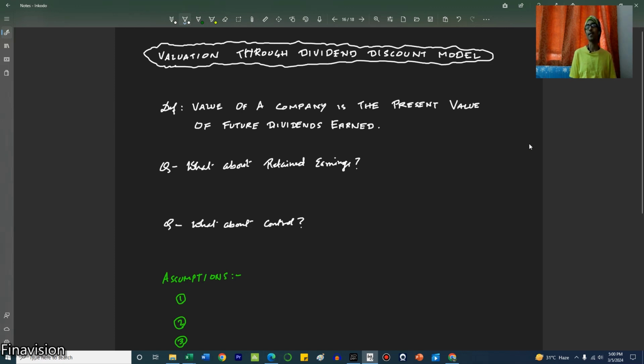Now, is this definition complete? Certain questions arise. What if the company is retaining earnings for growth? Are we including it in the dividends earned calculation here? The answer is yes. Why yes? Because the argument goes like this. If the retained earnings are at a nice level, then the future dividends will reflect the growth earned from those retained earnings, and therefore if you value the company based on future growth rate of dividends, that will itself get included automatically. What about control?